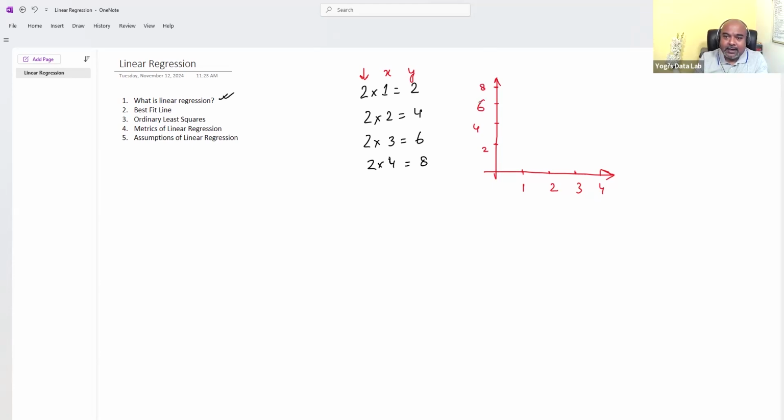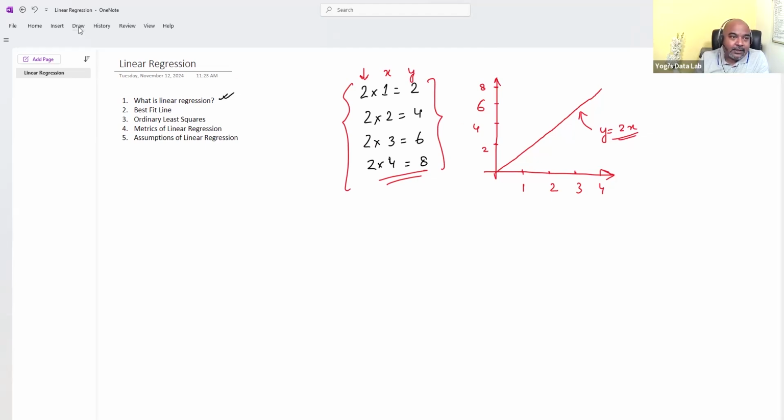6, and I'll have 8. So I'll get a straight line, something like this, which will pass through the origin, where it says that whenever my x is 1, my y is 2, x is 2, y is 4, x is 3, y is 6. What do we derive from this? It means that if I talk about the equation of this line, I can say y is equal to 2x. So this is the data which was given to me. Looking at this data, I could derive an equation y is equal to 2x.